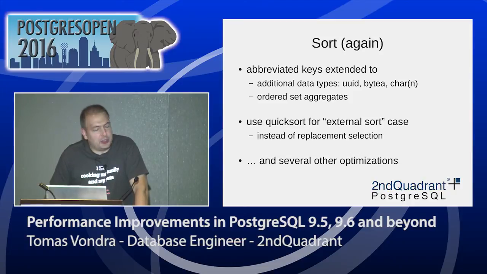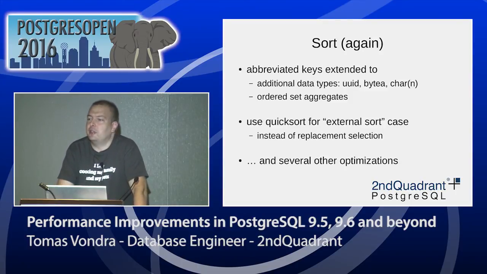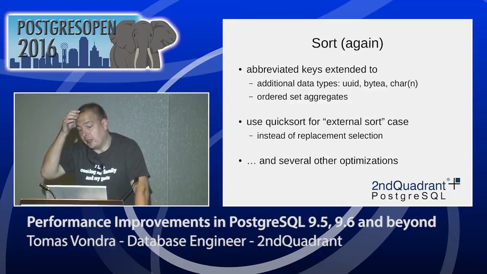That's all about checkpoints. 9.6 also includes a lot of improvements for sorts, again from Peter Geoghegan. It extends the abbreviated keys improvements to other data types, so it actually works with UUID, binary data, and so on. It allows this improvement for ordered set aggregates, right? Which is a special type of aggregates. If you haven't heard about that, you don't need that. There are a few other improvements here. I'm going to skip that.